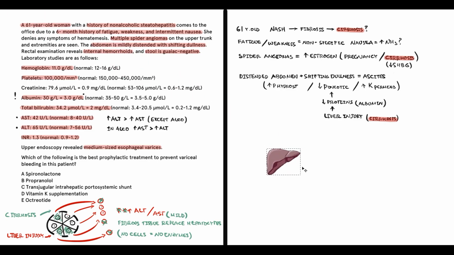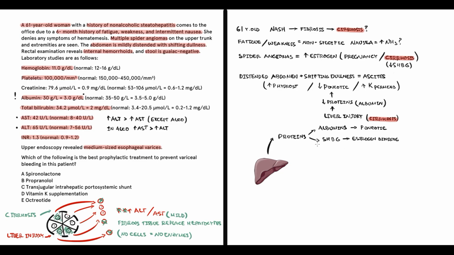And now, knowing that it's cirrhosis, we can explain her symptoms. First of all, we know that the liver is the major producer of proteins, such as albumins, which are responsible for oncotic pressure, and sex hormone binding globulin, which is responsible for binding of free estrogens and, to a lesser extent, free androgens. Also, the liver produces coagulation factors, which provide secondary hemostasis, and we measure secondary hemostasis by partial thromboplastin time, prothrombin time, and international normalized ratio.